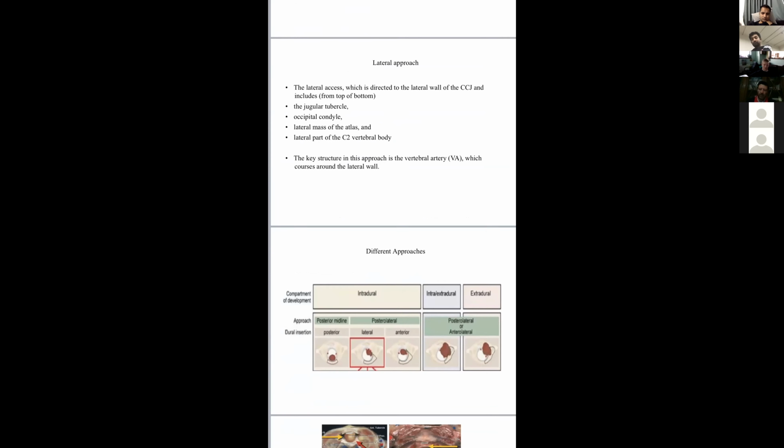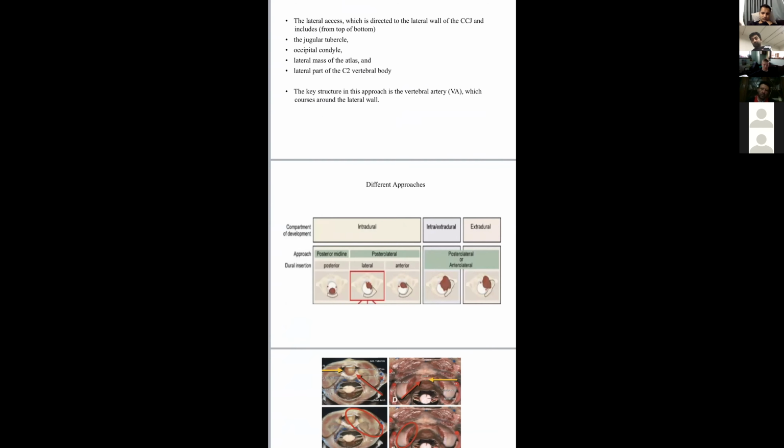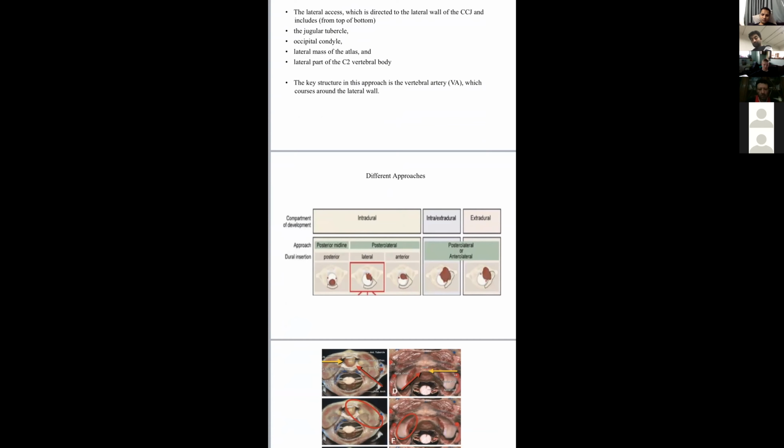This is the graphical representation of the different approaches. If the tumor is intradural and posterior midline, then a posterior approach can be done. If the tumor is lateral or anterior, then a posterolateral approach can be done. If the tumor is intradural and also extradural, then a posterolateral or anterolateral approach. And if the tumor is extradural only, then again a posterolateral or anterolateral approach.